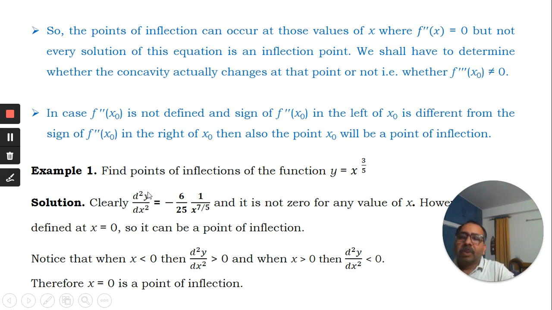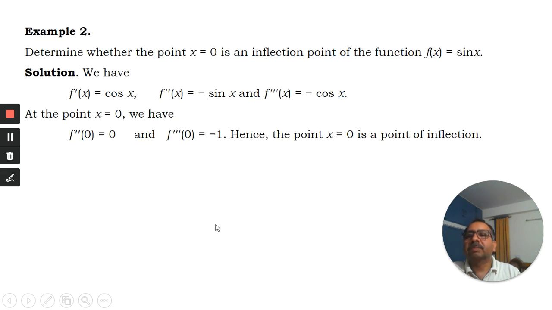So see its behavior when x is a little less than 0 and when x is a little more than 0. When x is less than 0, this thing is negative, and with one negative sign here, the double derivative becomes positive, and when x is positive, d2y by dx square will be negative. So in the neighborhood of 0, the sign of the double derivative changes from positive to negative. Therefore x equal to 0 is a point of inflection.